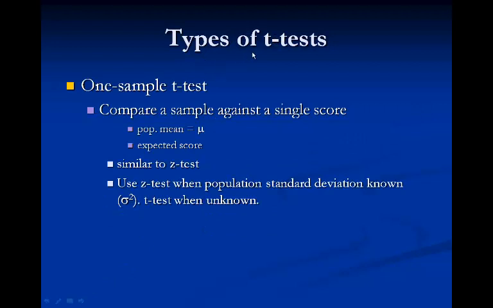So let's look at the different types of t-test. We've talked about the one sample t-test. This is used to compare a sample against a single reference point, a population mean under the null hypothesis, mu, the expected score under the null hypothesis, and it's very similar to the one sample z-test, as I've said. You use the one sample z-test on those rare occasions when you don't have to estimate the population standard deviation, because you know it. You use a t-test most commonly in psychology because we don't often know the population standard deviation.